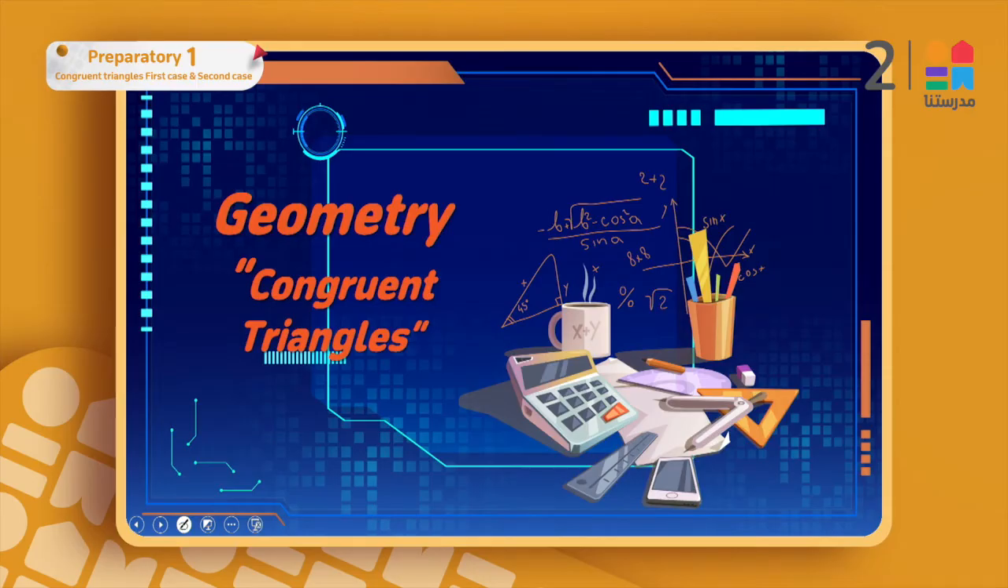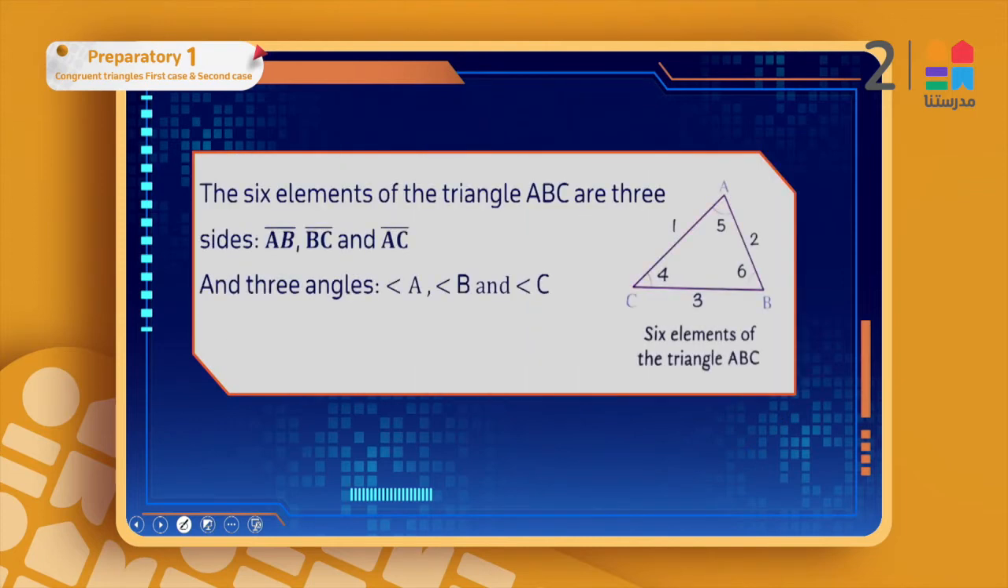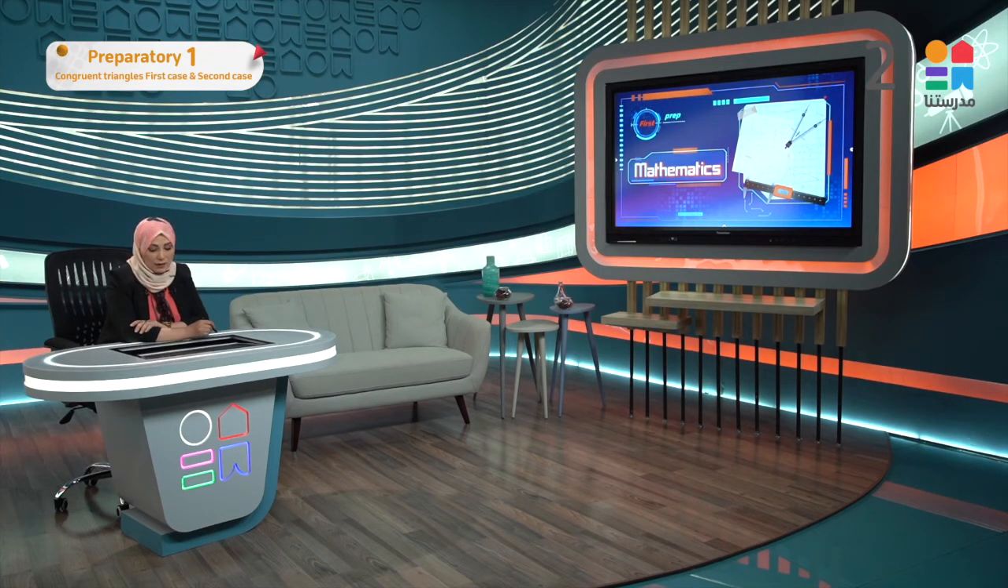Congruent triangles. The 6 elements of a triangle ABC are 3 sides and 3 angles. So the first side is the line segment AB, line segment BC, and line segment AC. Then the 3 angles are angle A, angle B, and angle C, as you can see. So 6 elements of any triangle.